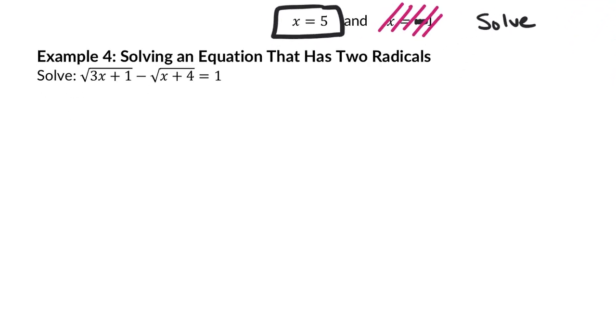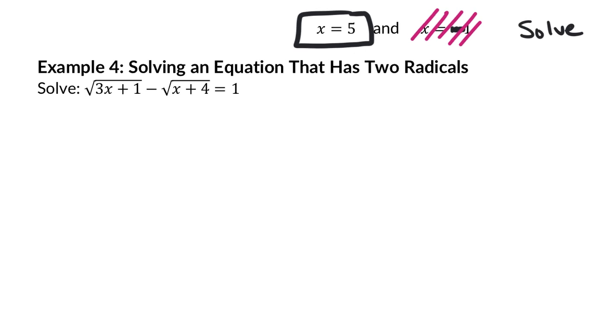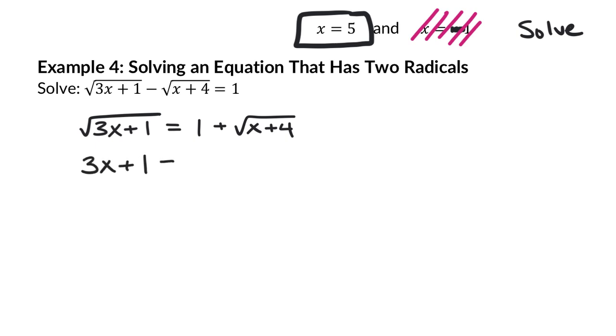We're going to follow the same steps. Our steps were to isolate one of the radicals. I'm going to probably want to isolate the one that's already positive, so I'm going to leave square root of 3x plus 1 by itself and add square root of x plus 4 to the other side. I've isolated. After we isolated, what was the step we wrote down? Square both sides. I know automatically that means that the square root goes away, and I'm going to square both sides.